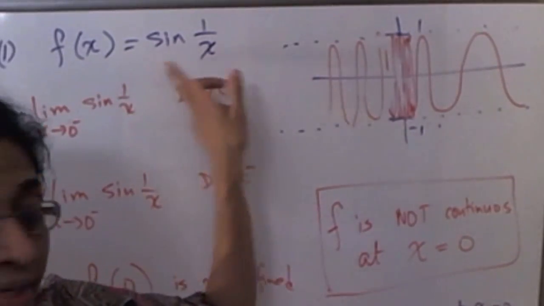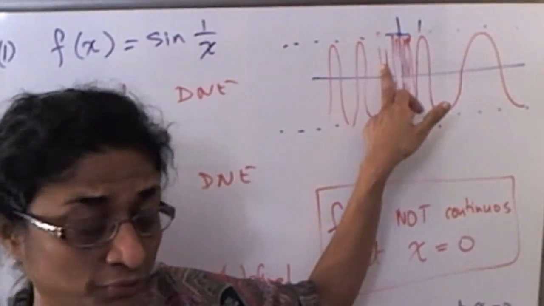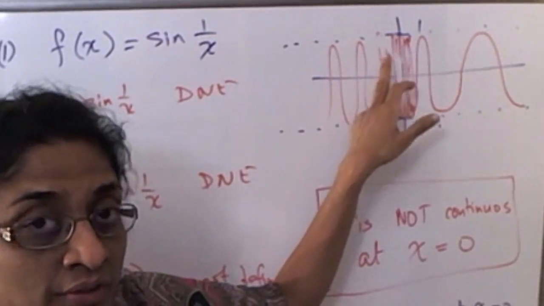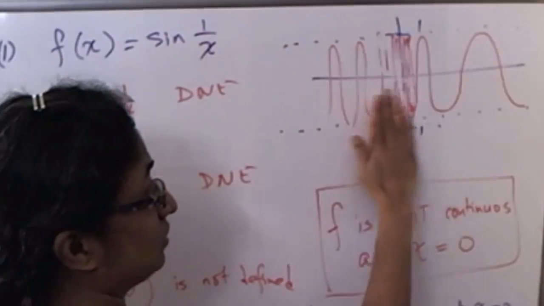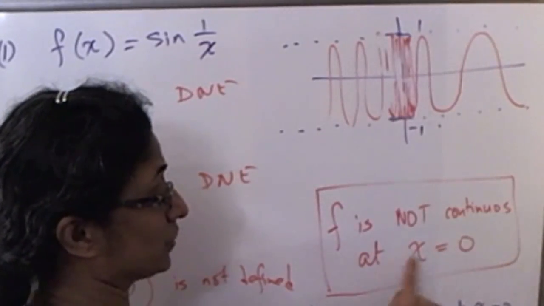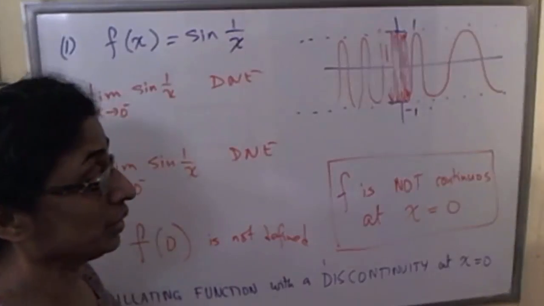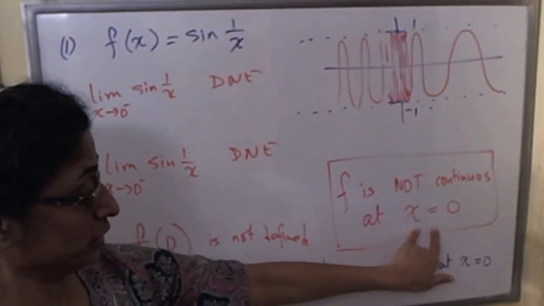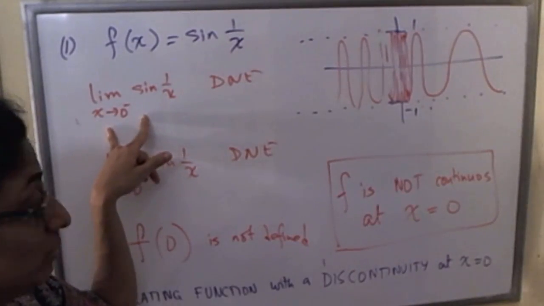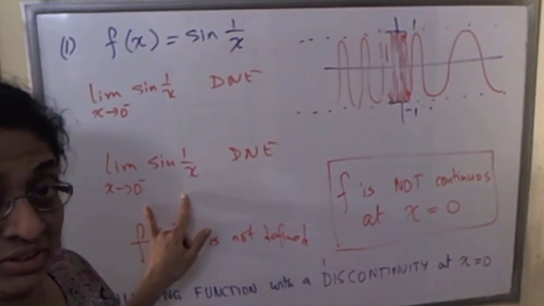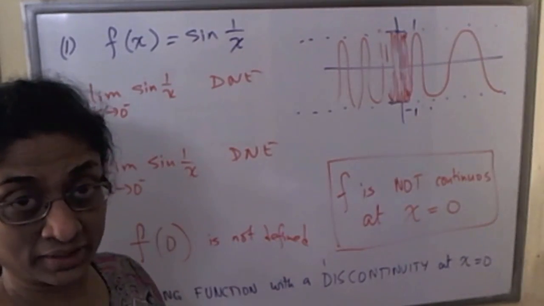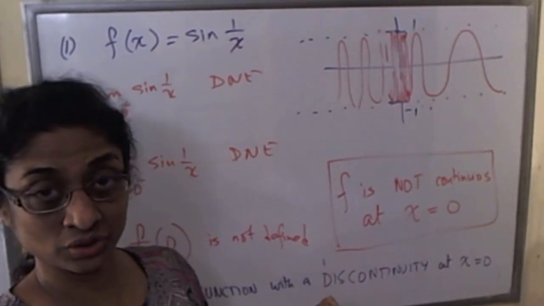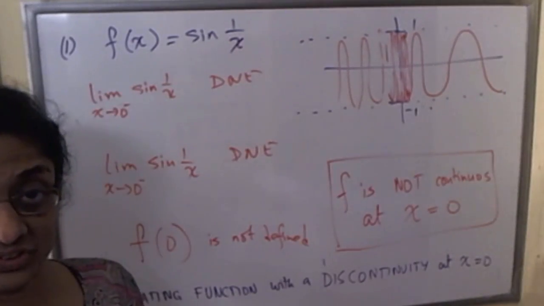Maybe I can just declare f of 0 is 0, or f of 0 is half, or no matter what number you choose, there's no way you can make this function continuous at x equals 0. The real reason why this function fails to be continuous at x equals 0 is because the left-hand limit doesn't exist, the right-hand limit doesn't exist, and we can't fix that. So keep this example in mind together with this picture and all the facts about this example.